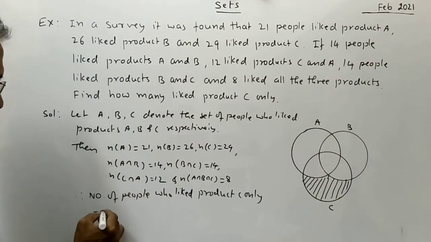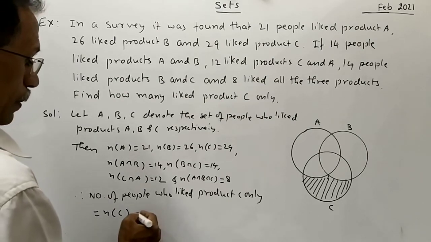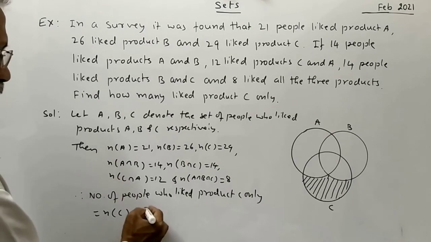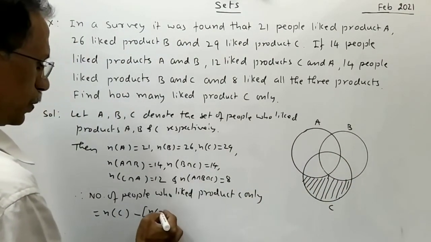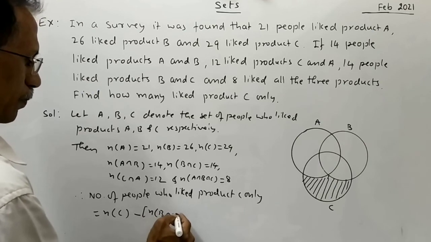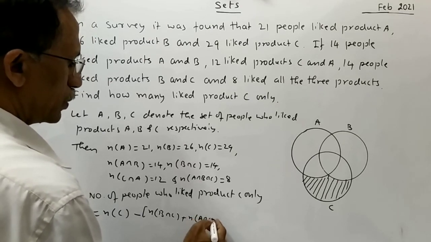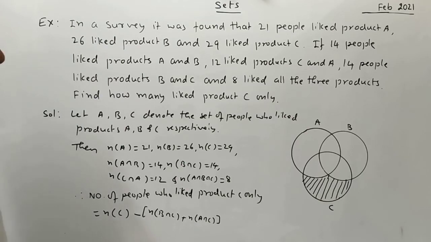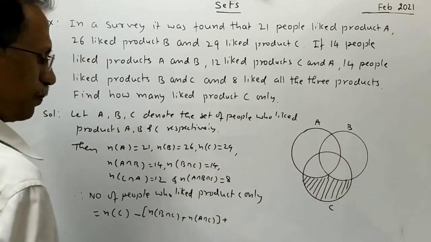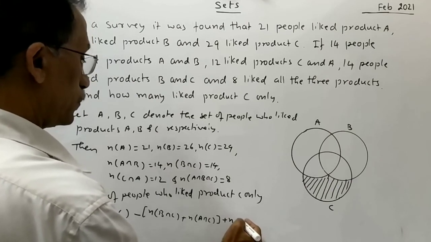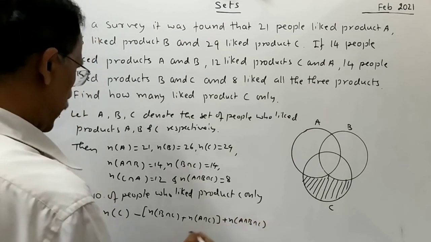number of elements of C minus (number of elements of B intersection C plus number of elements of A intersection C) plus, because we have removed 2 times this area, number of elements of A intersection B intersection C.